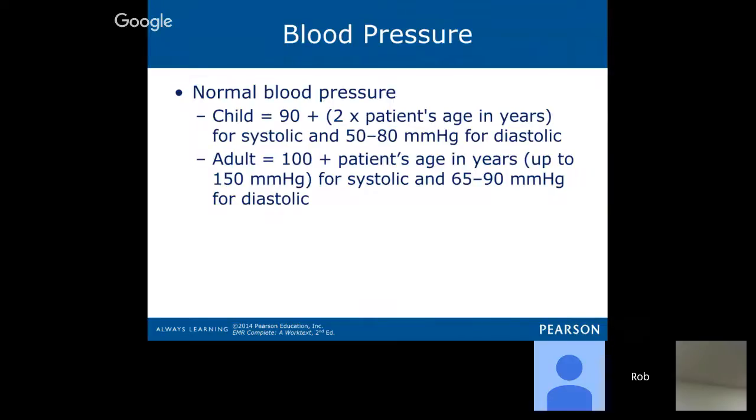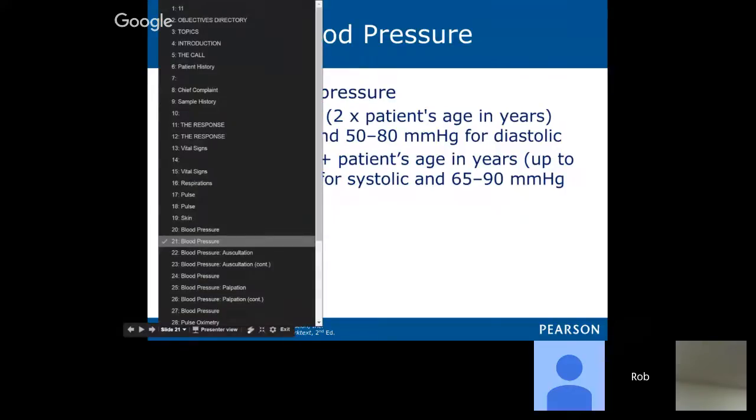So let me see what slide we're on. 21. I'm going to go ahead and go to the restroom real quick. I'm about to pee my pants. I drank too much water.